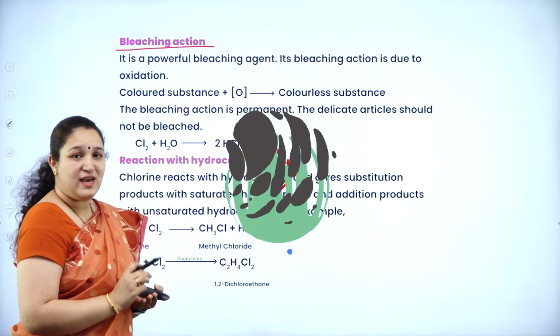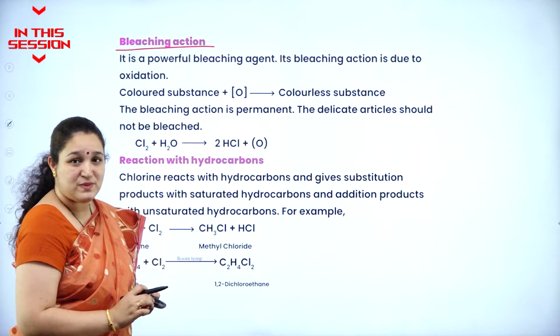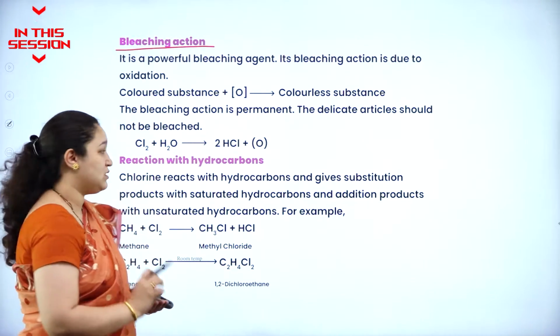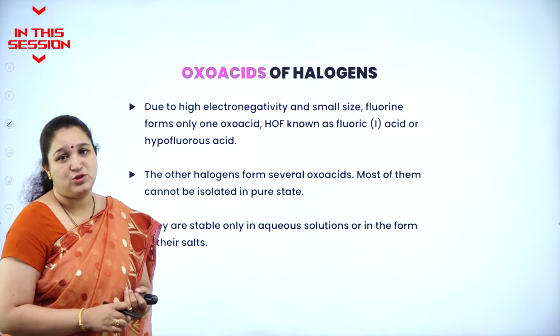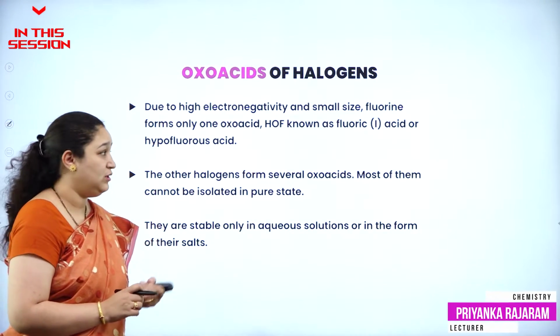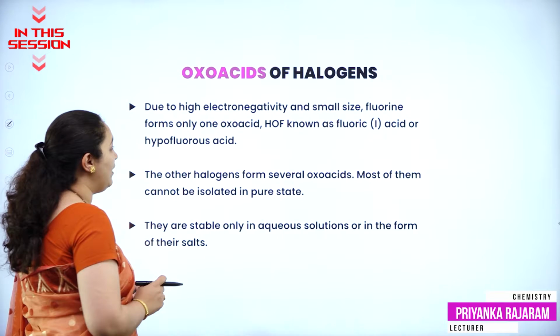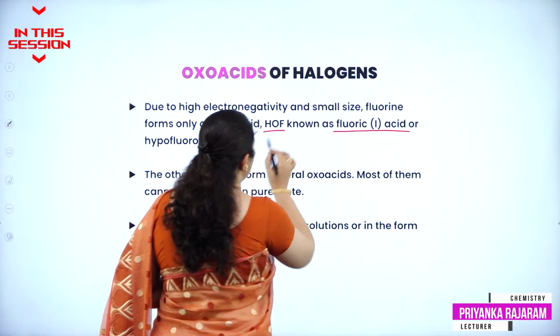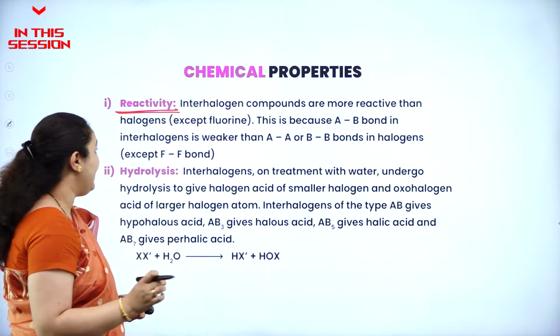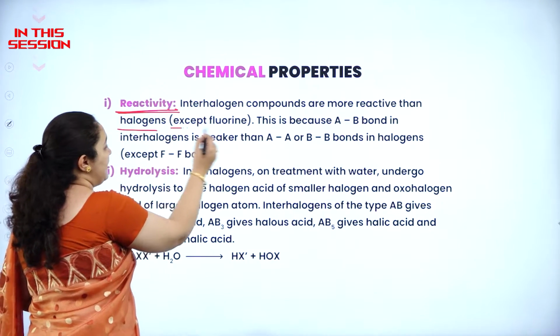Chlorine bleaches any colored substance to colorless substance permanently because it can liberate nascent oxygen. So, oxoacids of halogen: fluorine does not form oxoacids of halogen except for one, hypofluorous acid, that is HOF. Interhalogen compounds are more reactive than the halogens except for fluorine.